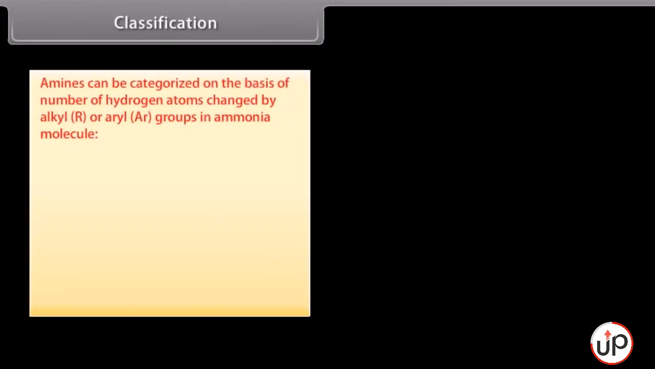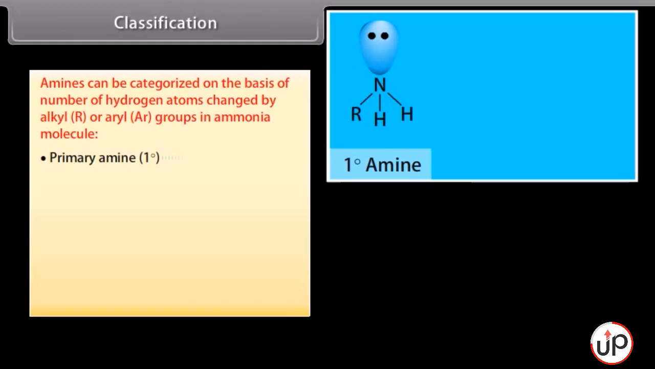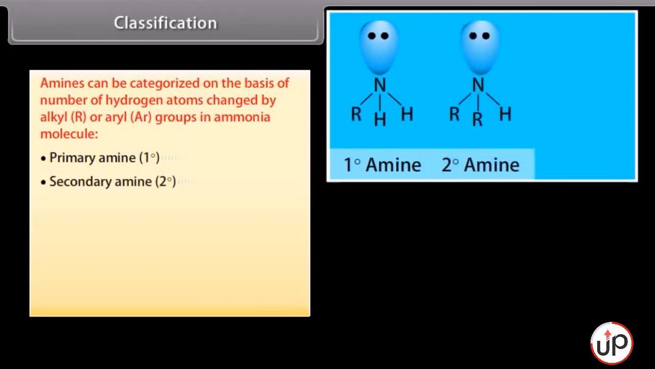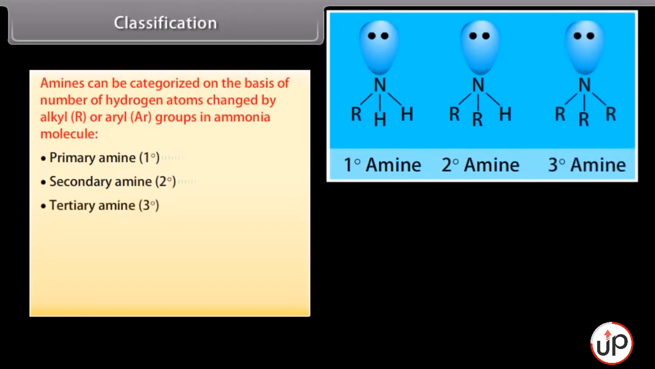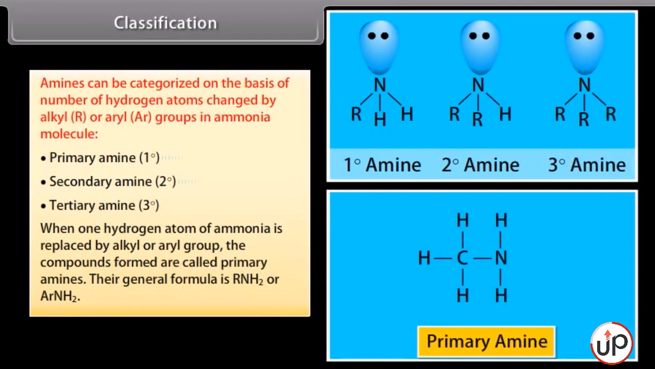Classification. Amines can be categorized on the basis of number of hydrogen atoms changed by alkyl or aryl groups in ammonia molecule: primary amine, that is 1°, secondary amine, that is 2°, and tertiary amine, that is 3°. When one hydrogen atom of ammonia is replaced by alkyl or aryl group, the compounds formed are called primary amines. Their general formula is RNH2 or ArNH2.